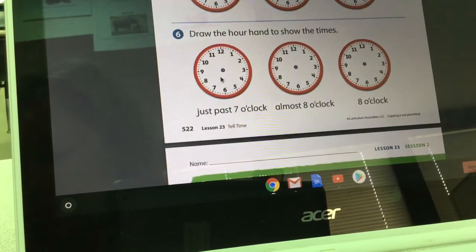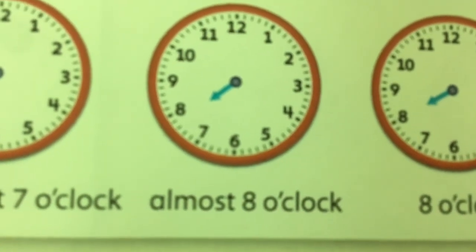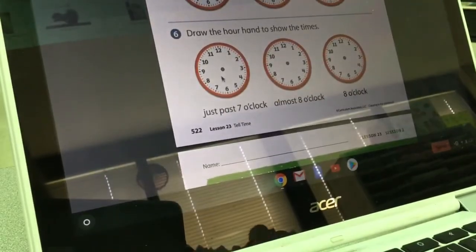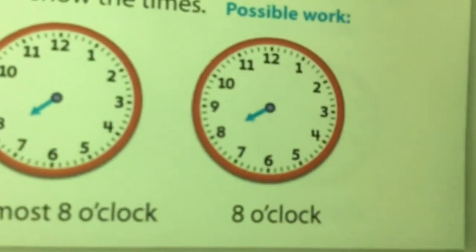Okay, let's look at our next one. Almost 8 o'clock. Go ahead and draw your hour hand to show almost 8 o'clock, and then we'll check it. Okay, for almost 8 o'clock, we want to see that the hour hand is almost on the 8, but not quite touching it yet. Almost 8 o'clock. For our last one on this row, we want to show 8 o'clock. Please draw your hour hand to show 8 o'clock. O'clock should be right on the number. Let's check and see. There we go. 8 o'clock.